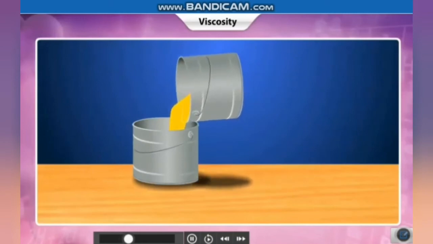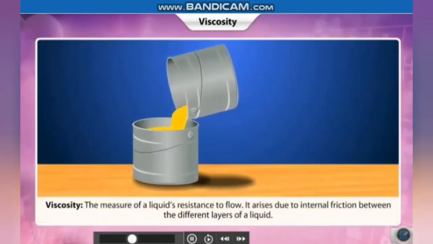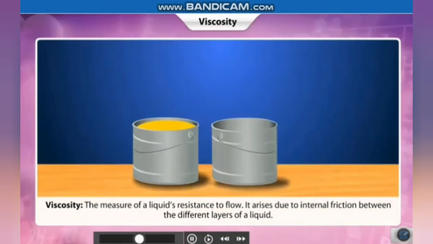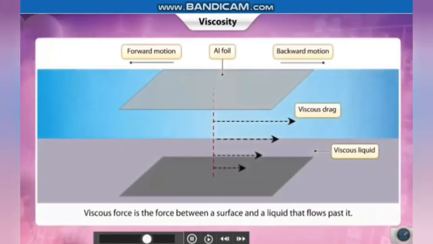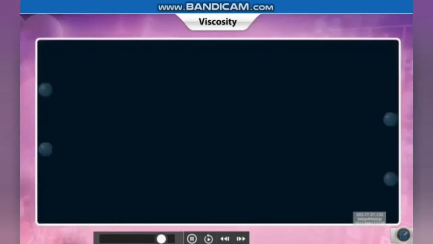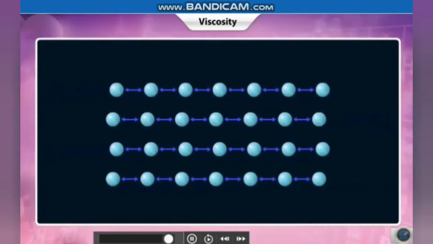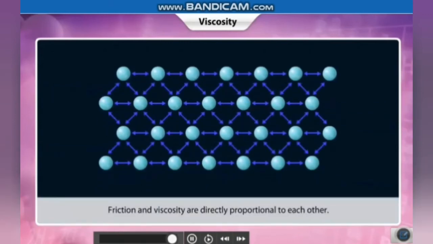Viscosity is one of the important characteristic properties of a liquid. It is the measure of a liquid's resistance to flow. It arises due to internal friction between the different layers of a liquid. Viscous force is the force between a surface and a liquid that flows past it. The movement of a liquid is resisted by the friction between the liquid and the surface it flows along. Friction and viscosity are directly proportional to each other.